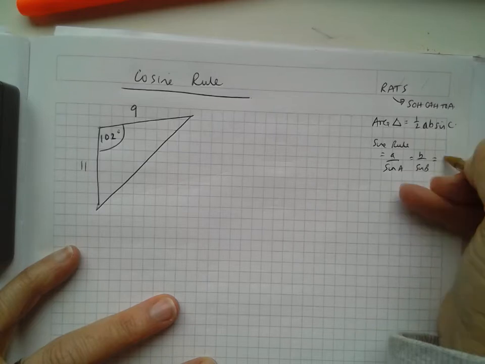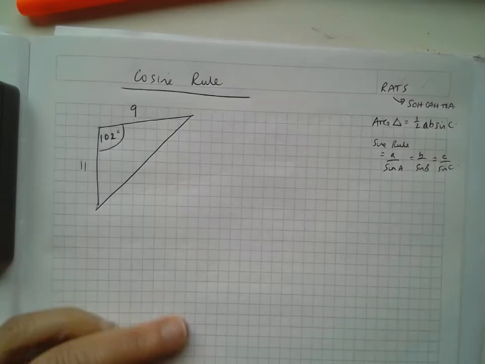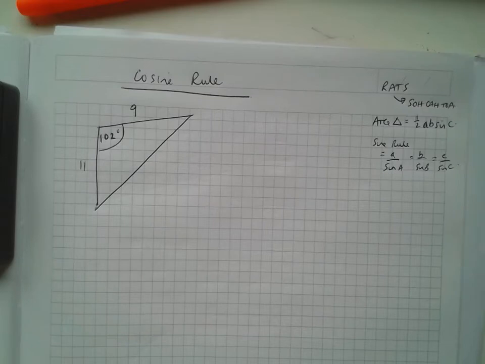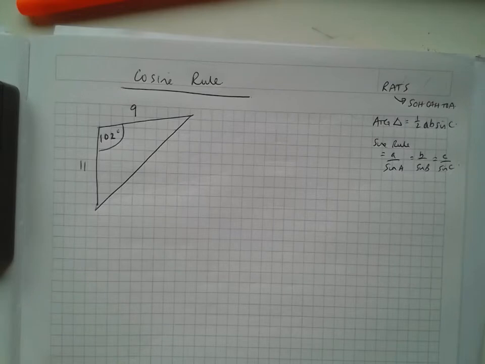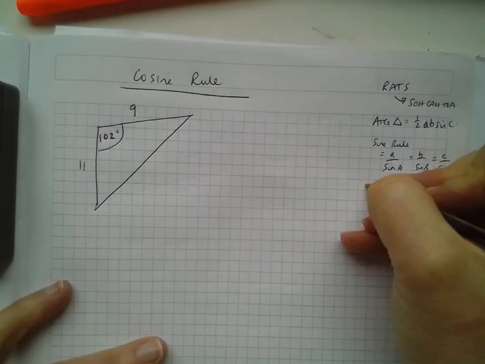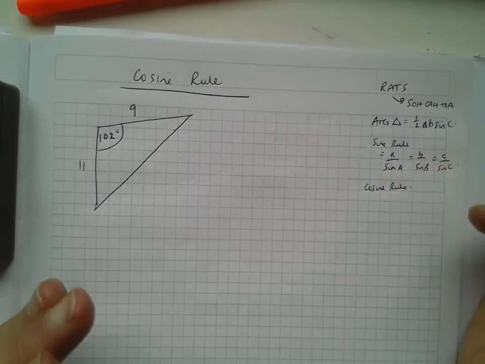So this is just another tool that we can use to work out missing sides or angles in a triangle. What we're going to do today is look at what the cosine rule is, how you decide when to use it and when not to use it, and then how to use it. The cosine rule is much nastier looking than the sine rule, and it's in your tables book.